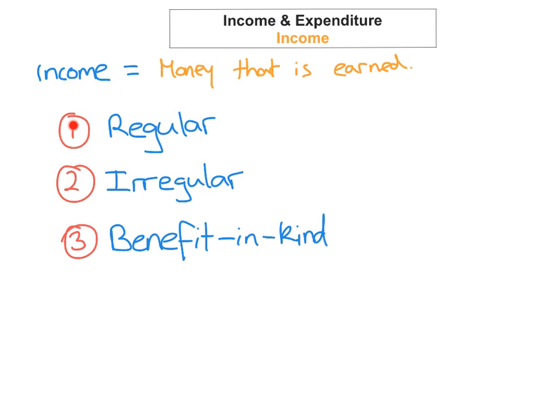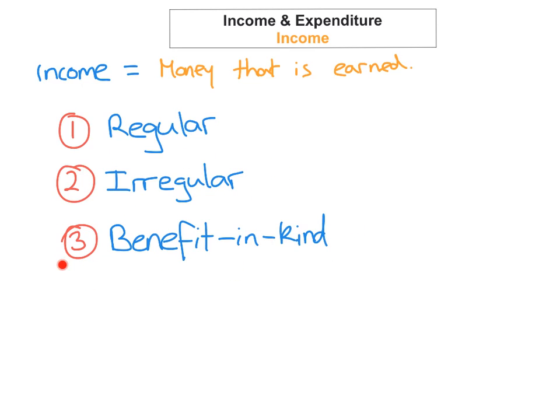The first one, regular income, is income that is paid at fixed intervals. An example might be a jobseeker's allowance, your wage every week, or your salary, which might be paid fortnightly or every month. The second one, irregular income, is income that is received occasionally. So it's not regular, you can't rely on it, but you get it occasionally. It might be a bonus from work, some overtime, or some commission on sales that you made.